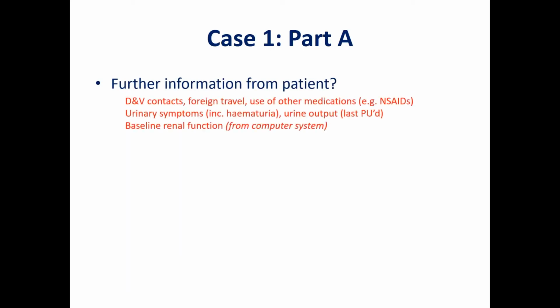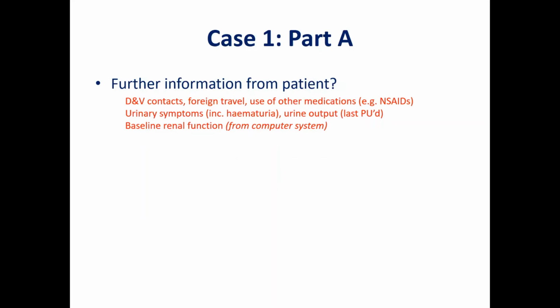Well, we're going to ask her if she's had any contact with people with diarrhea and vomiting. We're thinking, is this a gastroenteritis? If she's been abroad recently, we think about weird versions of gastroenteritis. Talking specifically about renal things, the use of any other medications. You'd be amazed how many people have a fever, they feel unwell, so they start popping ibuprofen. And of course, in the setting of an AKI, if you add NSAIDs in as well, you can make it much worse. You'd ask about urinary symptoms.